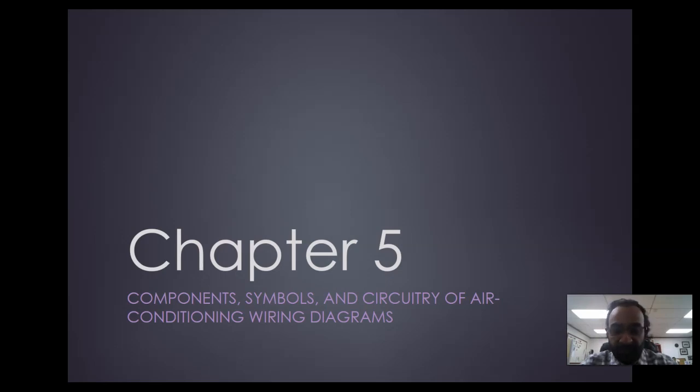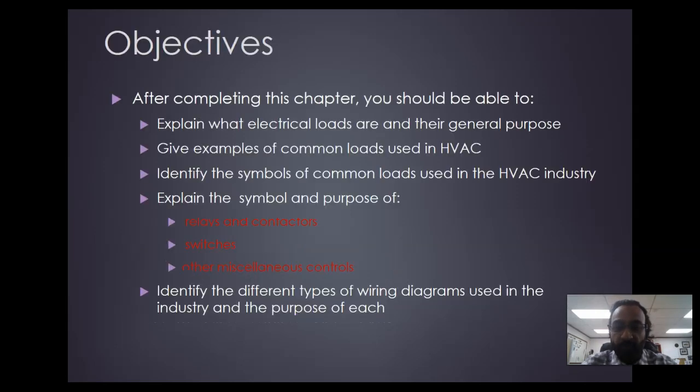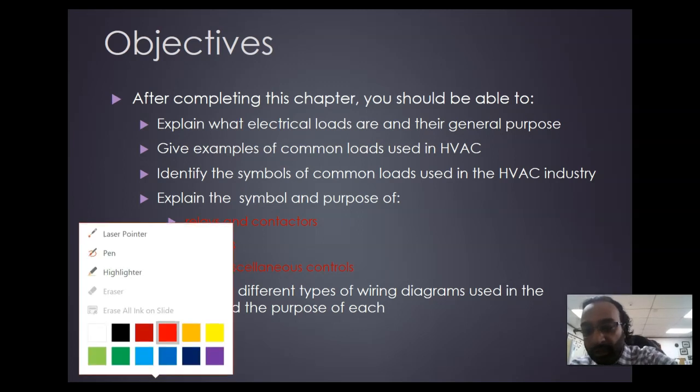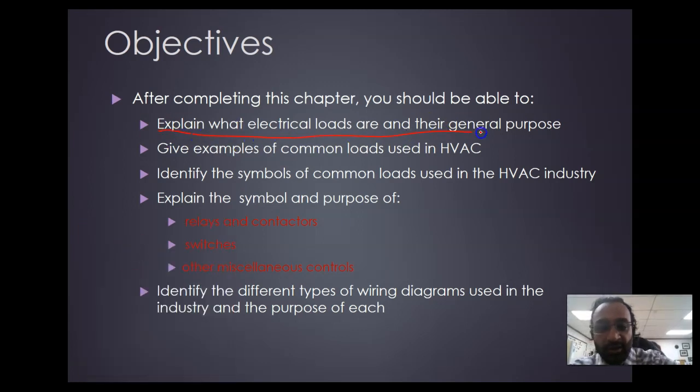So this is chapter 5: components, symbols, and circuitry of air conditioning, wiring diagrams, and we'll also go into furnaces, but these are the simple ones. Okay, moving on. After completing this chapter, you should be able to explain what electrical loads are and their general purpose. What do they do? How do they work? What do they look like? And how are they used in the industry?